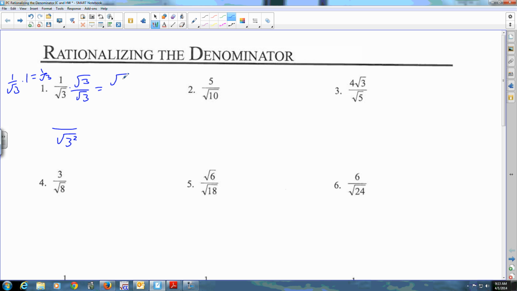So the top is square root of 3. The bottom, slowing it up, is the square root of 3 squared. Square root of 3 times square root of 3 is square root of 3 squared. So the top stays the square root of 3, but the bottom is now 3.